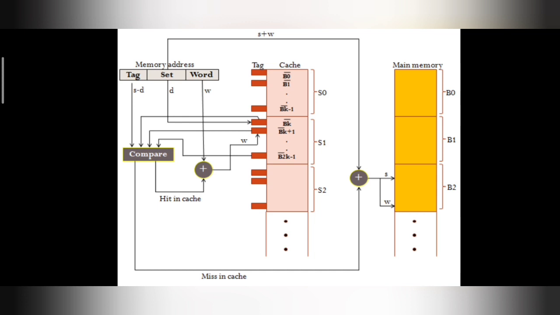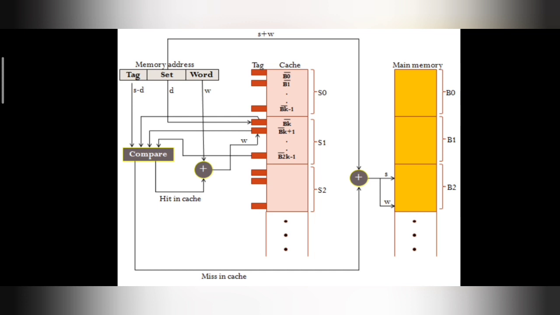Fine. So basically what I'll do, my D bit is going to specify a particular set. Now within this set there are k number of blocks. So the tag bits of all the k blocks will be compared with the S minus D tag. Now if there is a match, in that case a cache hit has occurred and W bits will be used to read the data from the cache memory.